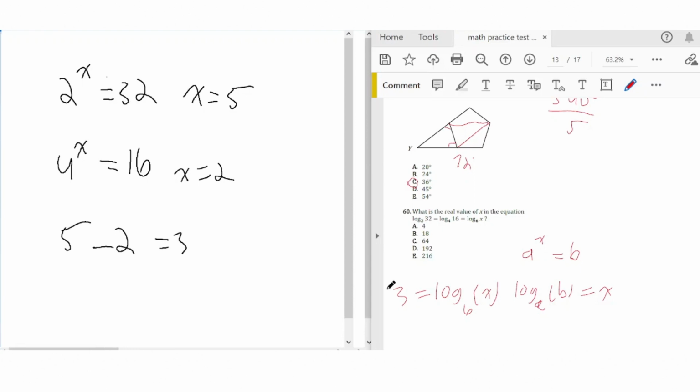So 6 to the 3 equals x, converting this to the exponential form right here. Multiplying 6 times 6 times 6, or typing in 6 to the third, we get 216 as our final answer of the day.